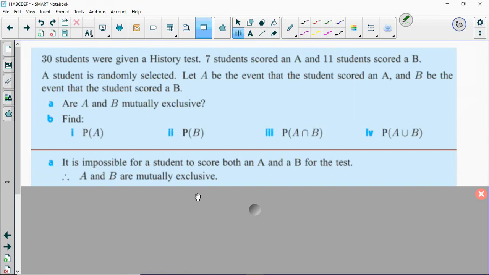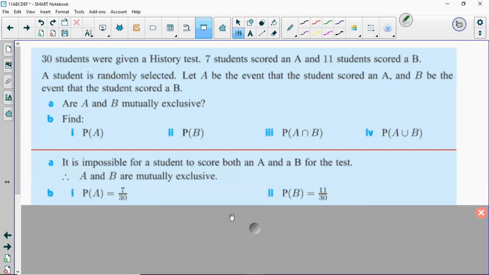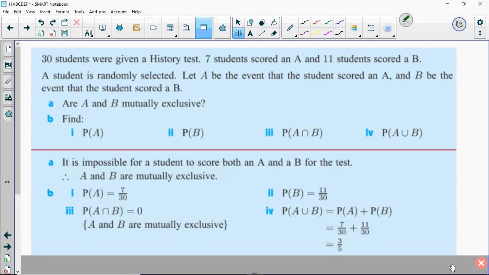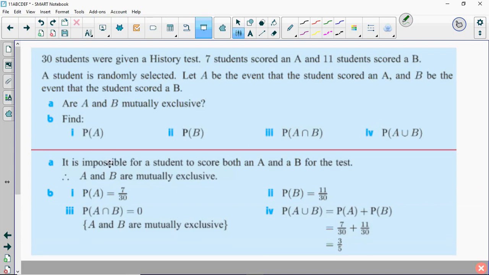Now, given that, we can start to figure out some of these other things. So probability of A, well, there's 7 getting an A out of 30 students, so that's 7 out of 30, and likewise B is going to be 11 out of 30. The probability of A and B is 0 because we said before they were mutually exclusive, and then we can use our formula to work out what the probability of A or B is.